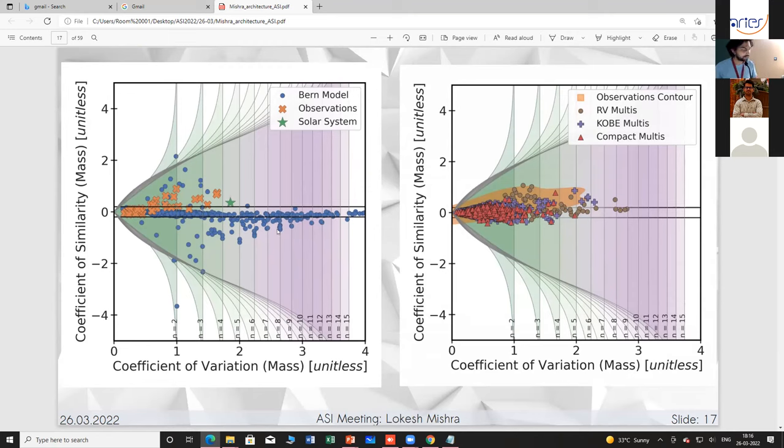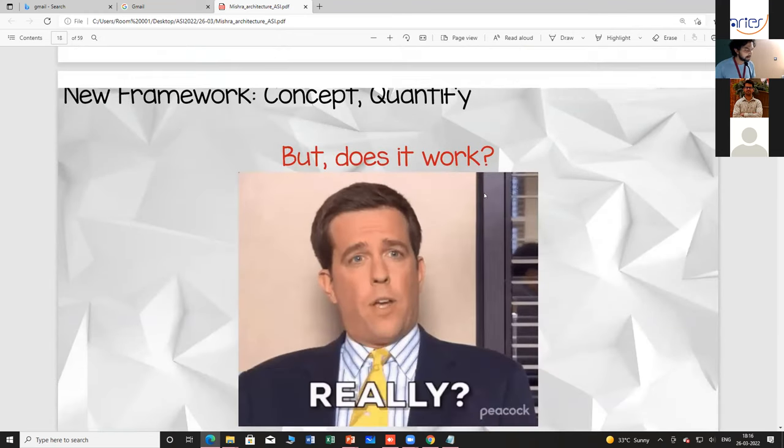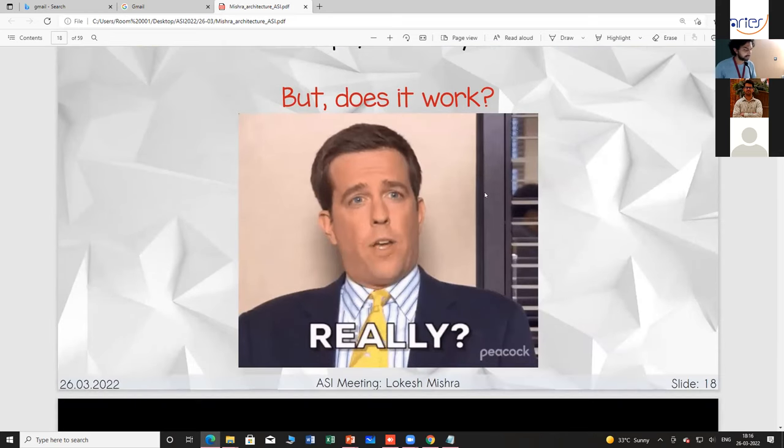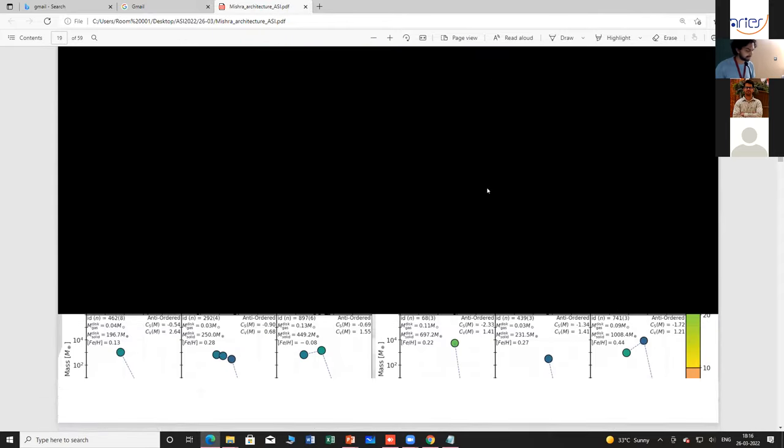When I take the blue points, the theoretical points from the left-hand side, and apply the same biases from the measurements, I get the points on the right-hand side. And this matches very well with the orange contour, which shows the observation. So we basically understand what we are seeing. There's not a big puzzle over here. But the question is, does this concept that I'm proposing really work? I would have GIFs over here if I was doing my own presentation, but that's okay. I guess you get the idea.